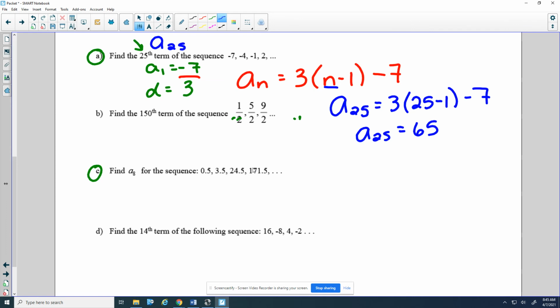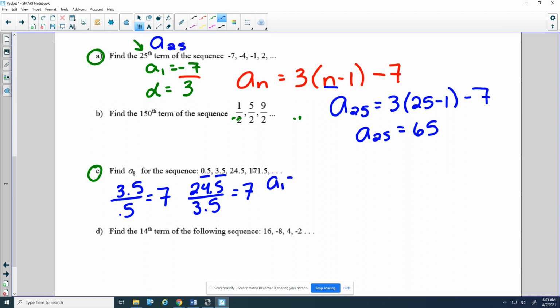Okay, so let's look at letter C. We only have to get to a sub 8, so this is another one we would call brute force if we just listed out the terms. Yeah, we could do it, but we want to be a little more efficient. So here, maybe I notice the common ratio, maybe I don't. It's not an adding pattern, I can see that. So if I do 3.5 divided by 0.5, that gives me 7, which we can kind of see because we know what 35 divided by 5 is. And then just to check, 24.5 divided by 3.5 is also 7. So we're pretty sure we have that constant multiplying pattern by 7.